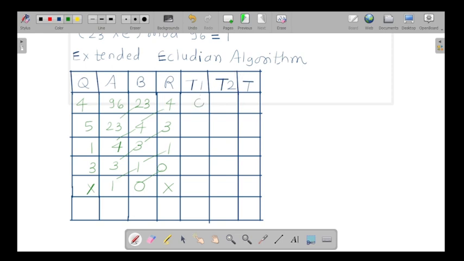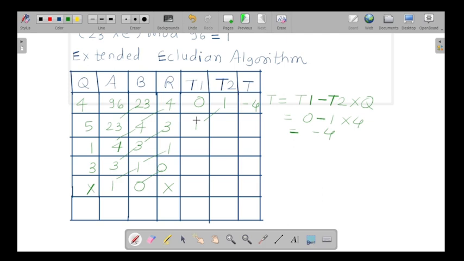So as per the algorithm, we are putting 0 as T1 and 1 as T2. And the value of our T is equal to, according to the formula, T1 minus T2 into quotient. So we have to put all the values of our T1, T2 and quotient from the first row into our formula. Then we will get the value of T is equal to minus 4. So we are writing here minus 4 in column T.